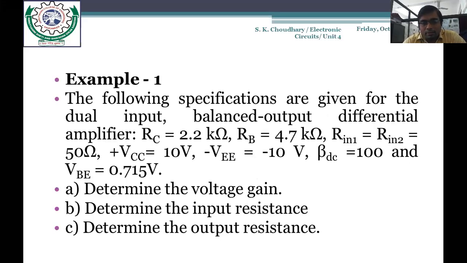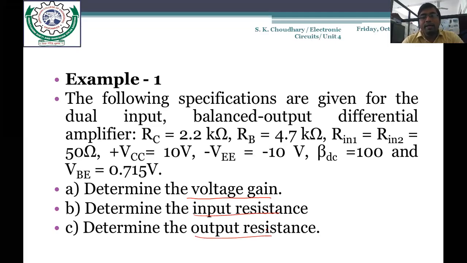But before that, how to calculate the voltage gain, we will try to learn it with one example. We have already written the formula of voltage gain, that is RC upon Re dash into V1 minus V2, that we have already seen in the last lecture. Now you have all the formulas of voltage gain, input resistance, output resistance. So find out these three unknown variables for this numerical.